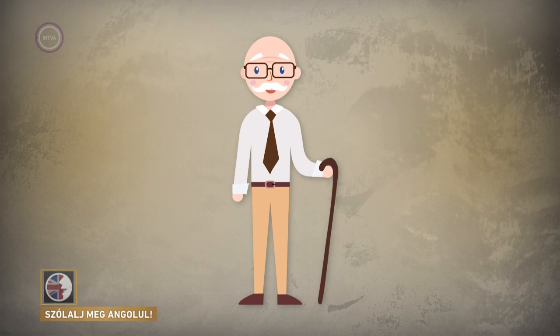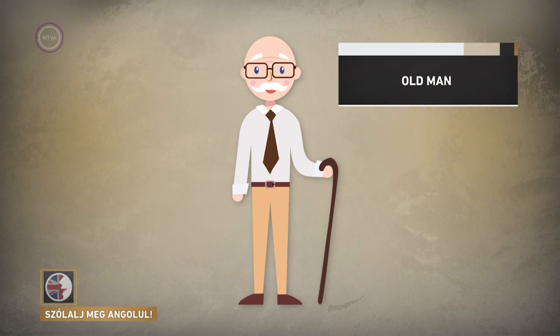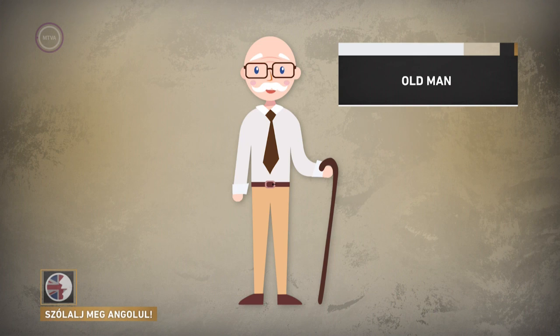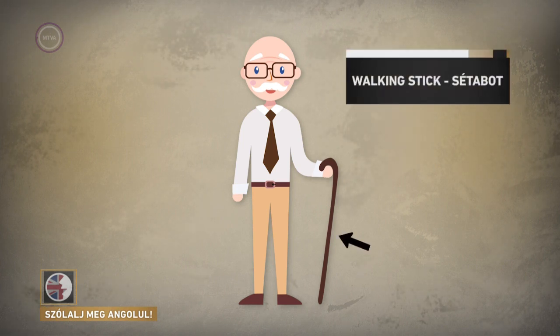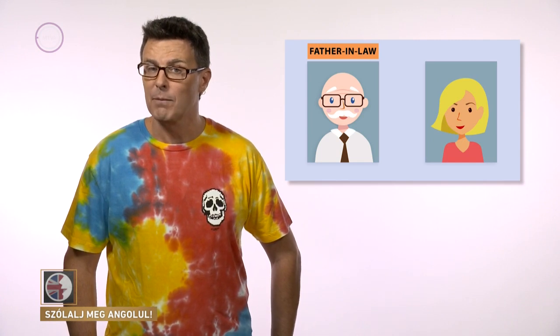Okay, what else can we say about Jeffrey? Well, he's old. He's not very old, but he's old. He's not middle-aged. Jeffrey is an old man. Anything else? Yes, he's got a walking stick. So, that's Jeffrey, Alfredo's dad, Mary's father-in-law.